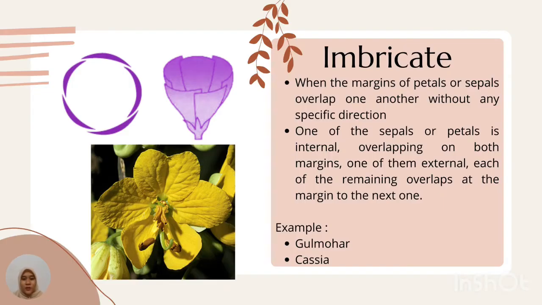Hi everyone, so now I'm going to explain about the third type of aestivation, which is imbricate. In this arrangement, the margins of petals or sepals overlap one another without any specific direction. One of the sepals or petals is internal, overlapped on both margins. Then one of them is external, and each of the remaining petals overlaps at the margin to the next one. Examples of this aestivation are Gulmohar and Cassia.